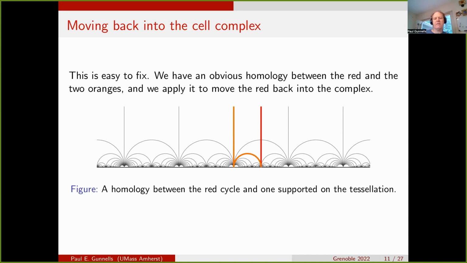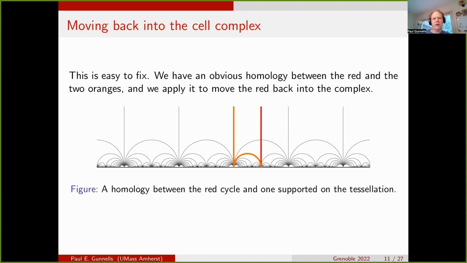So it's easy to see it here because I have this picture. I can just draw this picture, write down what I'm supposed to do. But at least it gives us hope that there's a possibility to fix this in general. We have to be able to write down homologies like this to be able to rewrite our Hecke images in terms of data coming from the cell complexes.